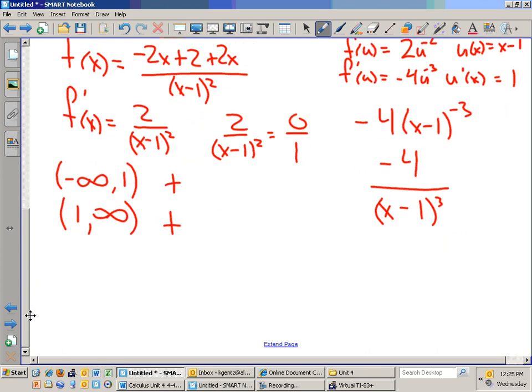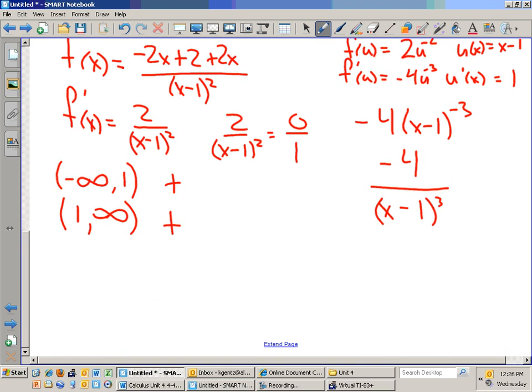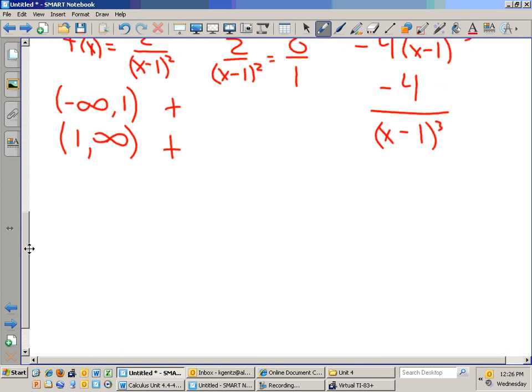Tell me, can the top ever be equal to 0? You don't have any inflection points then, because the second derivative is not equal to 0. But you do have spots where the second derivative is undefined. Where's the second derivative undefined? 1, which is not surprising, and 1 is carried through the entire way. So we do have intervals from negative infinity to 1 and from 1 to positive infinity.